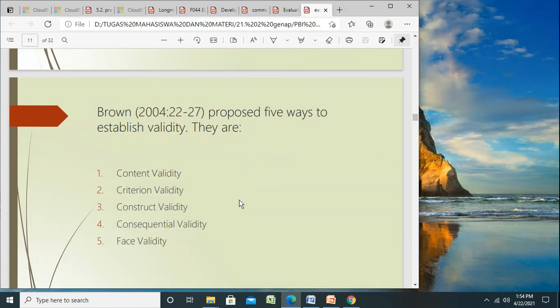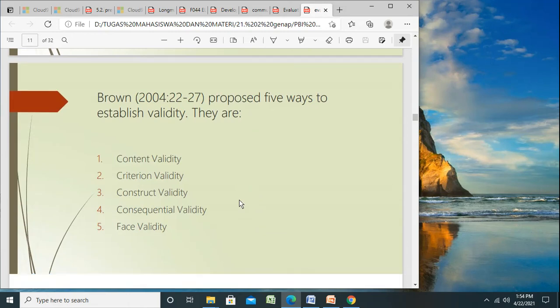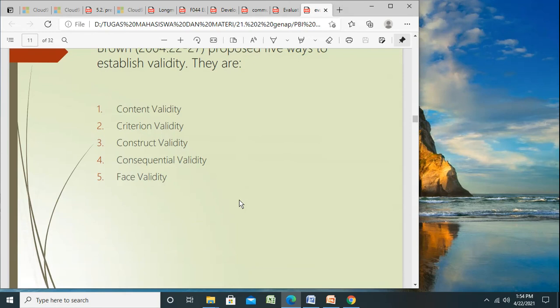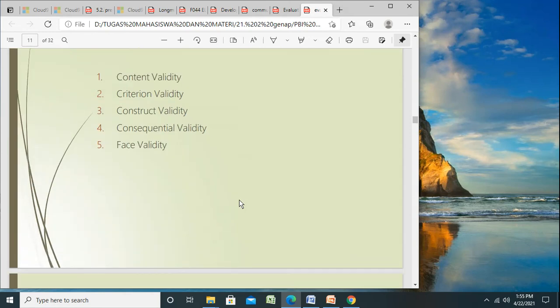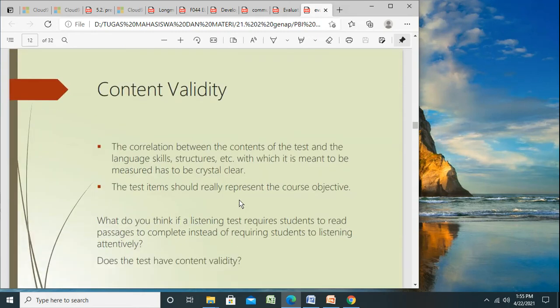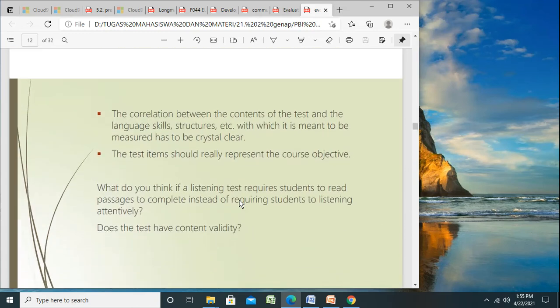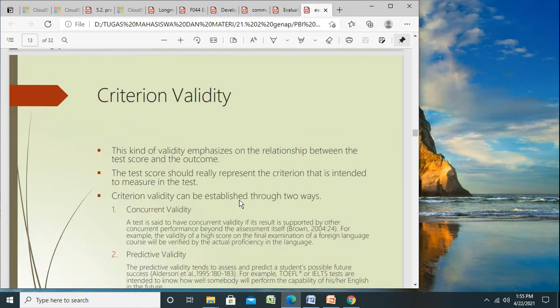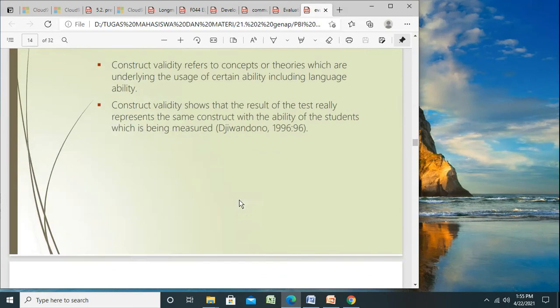Brown, in his book published in 2004, pages 22 to 27, proposed five ways to establish validity. They are content validity, criterion validity, construct validity, consequential validity, and face validity. And you can read in my PowerPoint the definition of each. Okay, I have made it for you, and you can read it well.